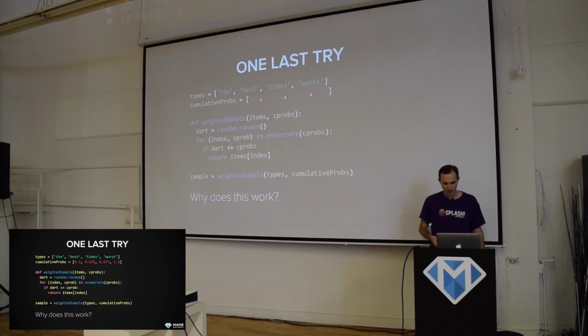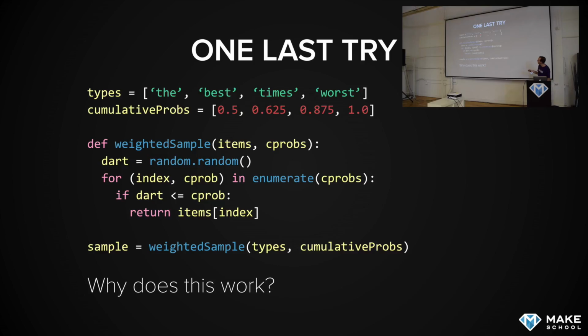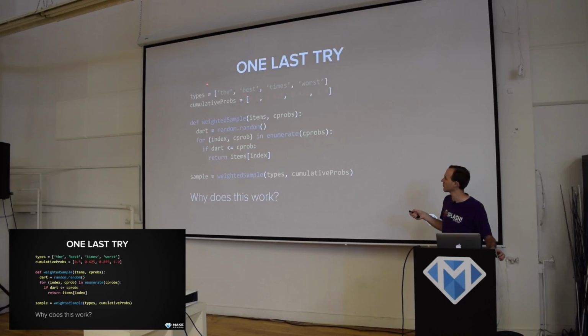Okay. So one last try, and this is the method that was just suggested. Instead of keeping the probabilities in here, we'll keep the cumulative probabilities. So we'll have 1/2, then 1/2 plus 1/8, that's the probability of "best". Then that cumulative probability plus the probability of "times", 0.25, etc. And then what we do is we pick one random number, and we go across the list and we find the first element where the random number we chose is less than that cumulative probability and return that one. So if we get something less than 1/2, we return the first guy.